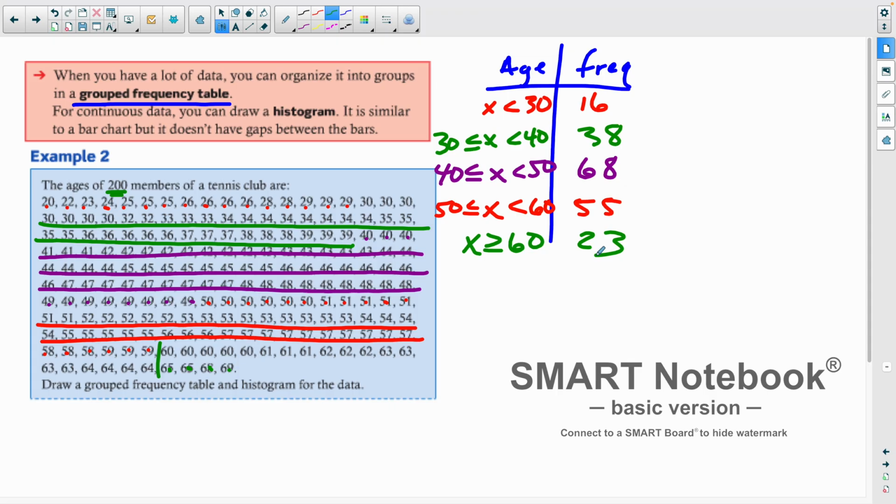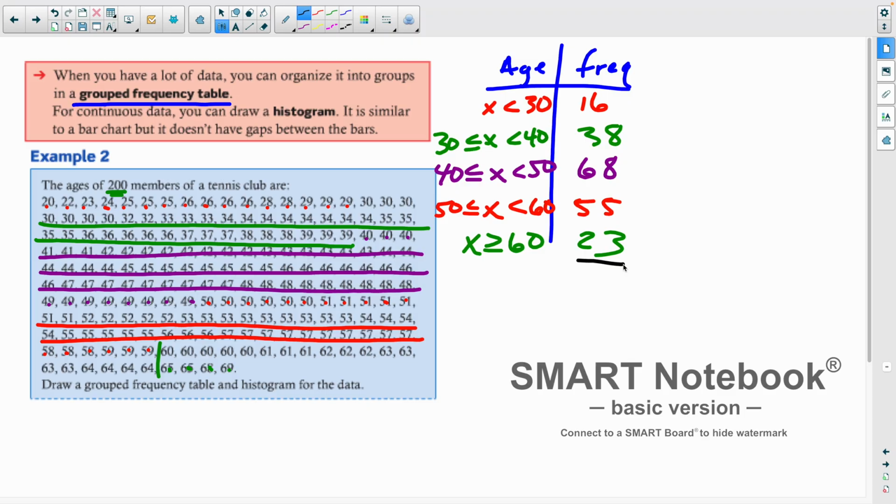Man, I don't know if I left anybody out. Did I leave anybody out? How could I check? I could add them all up. So if I add up all these frequencies, they should add up to be the 200. All right? So that would be a good double check for me if I needed to do that, so I could add all those up. Okay? Yep. All right.